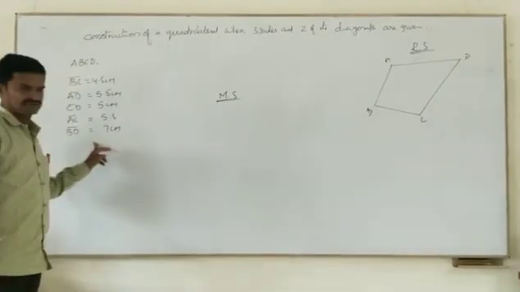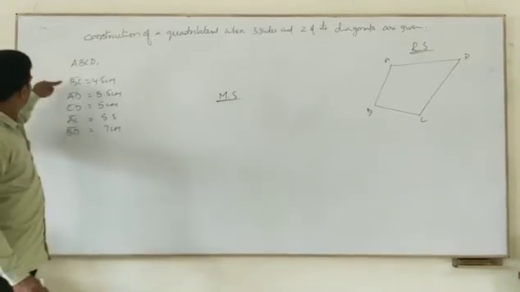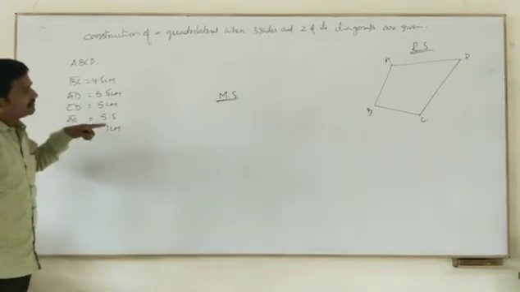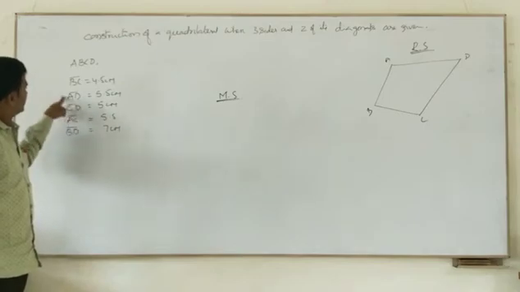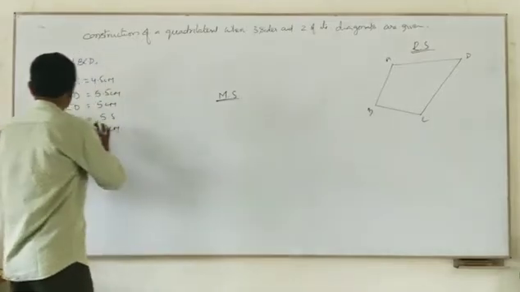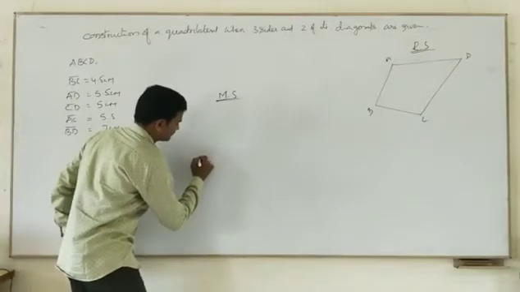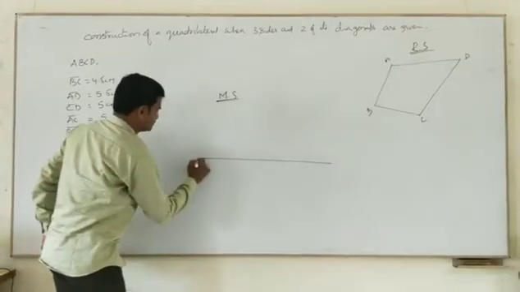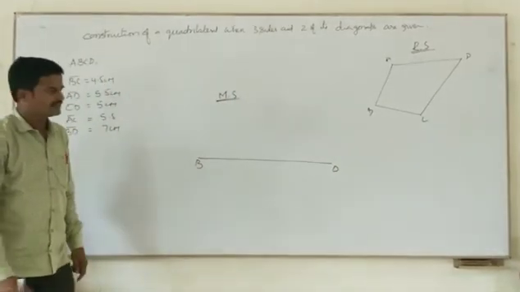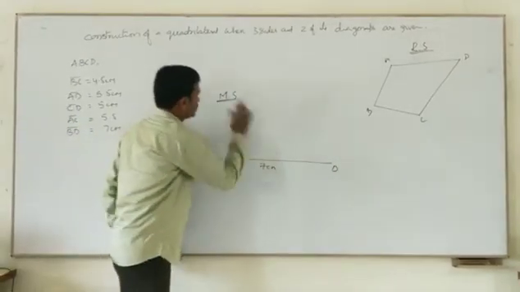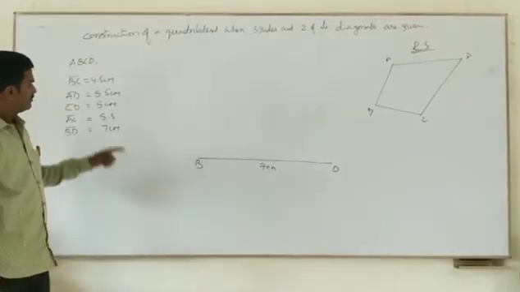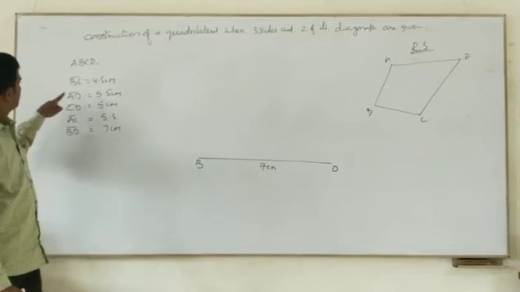Shall we take BD as the base? Yes, let us take BD. Let us draw BD as 7 centimeters. This is BD, 7 centimeters. Draw a line segment BD of 7 centimeters. And then is anything else given?